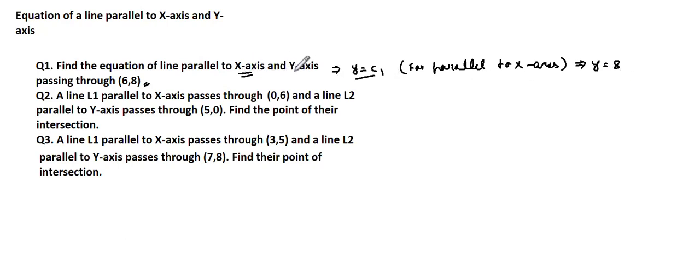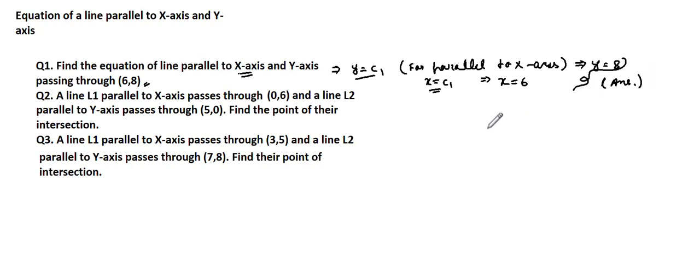Now similarly for the y-axis, we had seen that equations are usually of the form x is equal to c1 or something like this, because it is independent of what the ordinate is. And the only thing which can satisfy this when it passes through this point is that x is equal to 6, right? So this was a very easy question. I hope you have got this. So these are the required equations, and we can write these as the answer to our question.